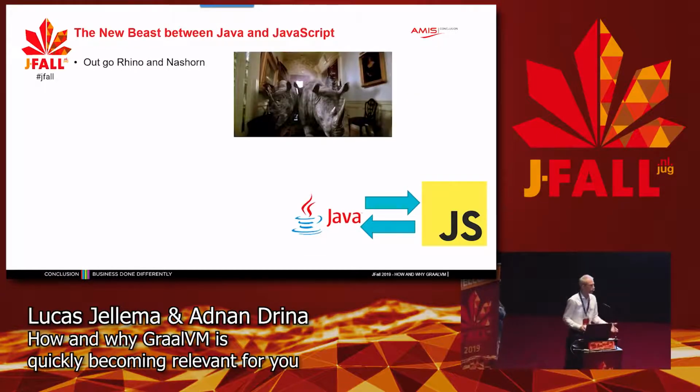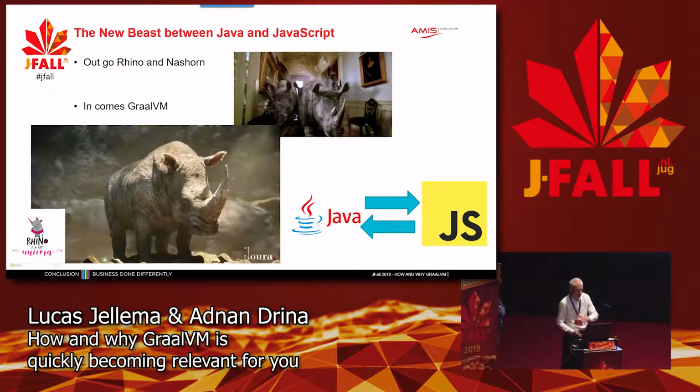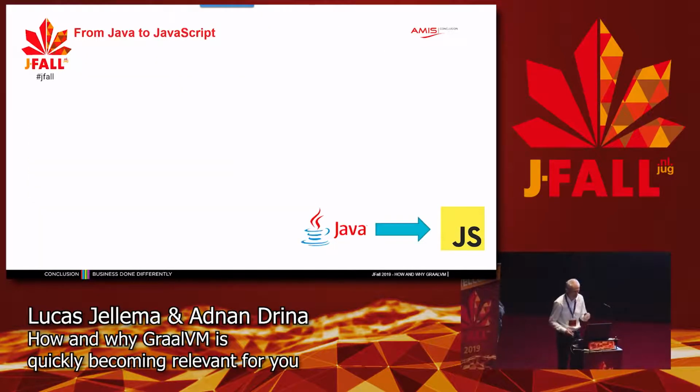So we used to have Rhino and Nashorn, which provide, I never understood why they were called after neushoorns. I don't really get the point. But anyway, they go out and we now have a new beast for doing the Java to JavaScript interaction in both directions. And not just Java to JavaScript, by the way.